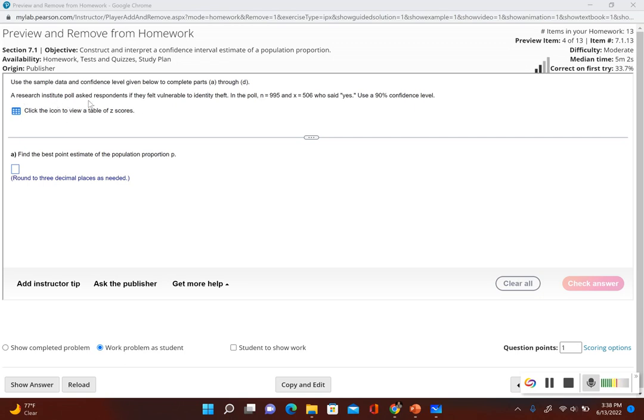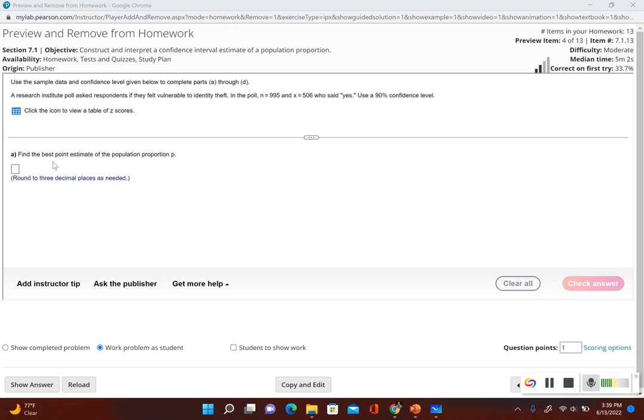A research institute poll asked respondents if they felt vulnerable to identity theft. In the poll, n is equal to 995, so that's our sample size. X is equal to 506, so that's the number of successes, that's the amount of people that said yes. Use a 90% confidence level.